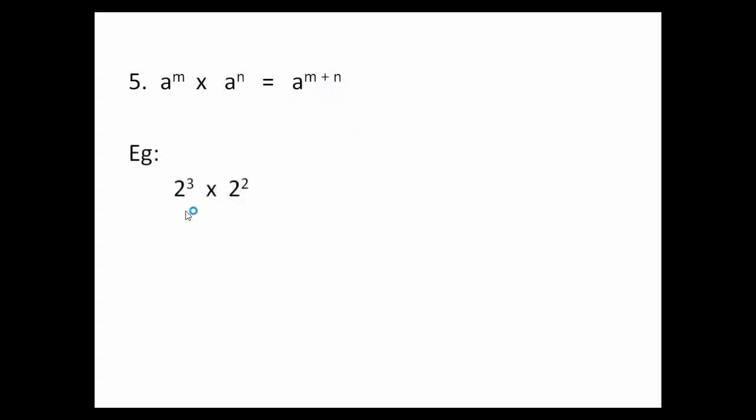So here, if we have 2 to the power 3 multiplied by 2 to the power 2, we see that the bases are the same, so we simply add the exponents. So 2 raised to the power 3 plus 2 will give us 2 raised to the power 5, which means 2 will be multiplied by itself 5 times, which will give us 32.